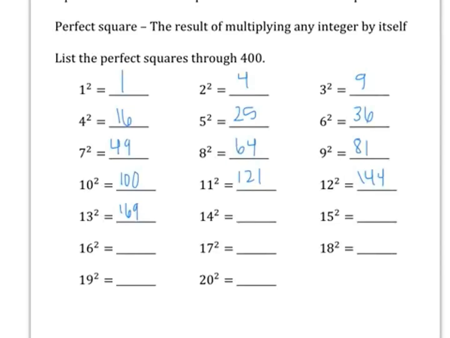14 squared is 196, 15 squared is 225, 16 squared is 256, 17 squared is 289, 18 squared is 324, 19 squared is 361, and 20 squared is 400.